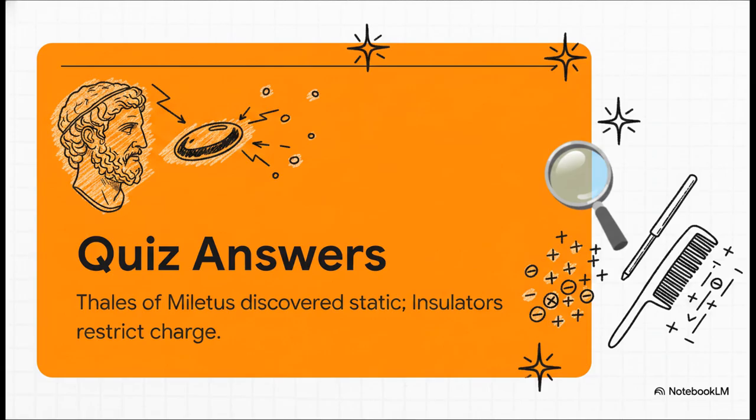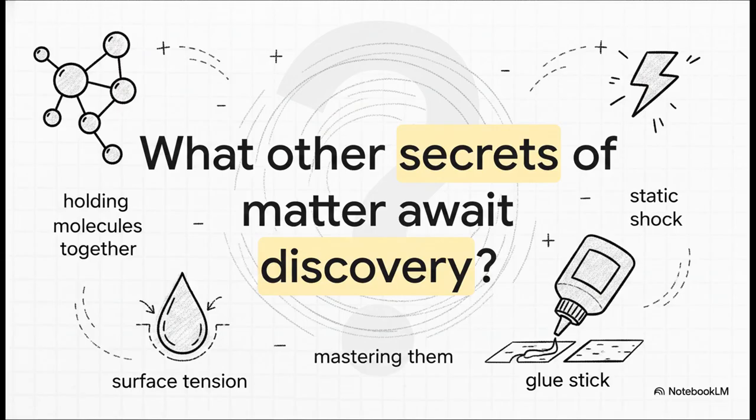The answers are Thales of Milos, who noticed amber attracting light objects, and insulators, like plastic and wood, which offer high resistance to charge. If you nail both of those, congratulations! You are building an incredibly solid foundation in basic physics. We've learned today that these electrical forces are basically all-pervasive. They aren't just parlor tricks. They hold atoms together, govern chemical bonds, and shape our entire physical reality.